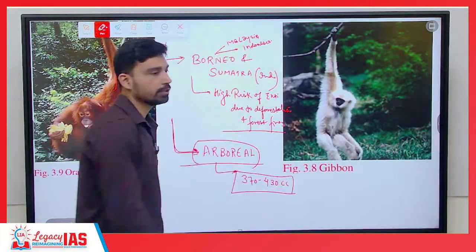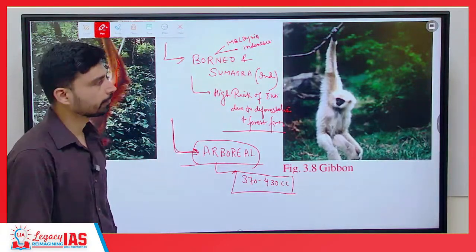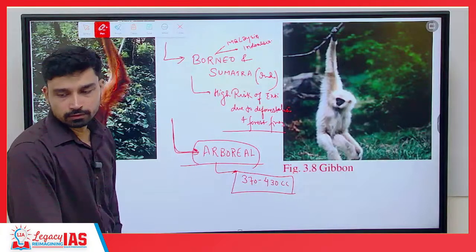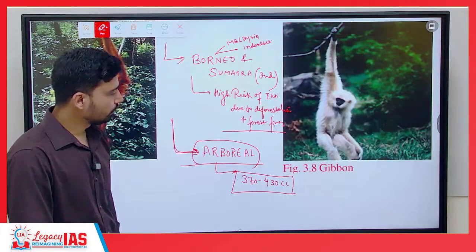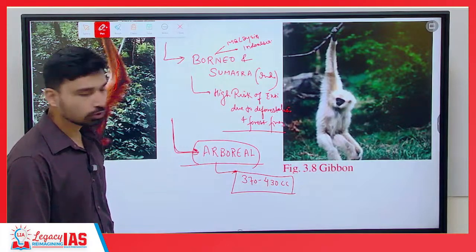The cranial capacity is much larger than gibbons. It is 370 to 430 cc.